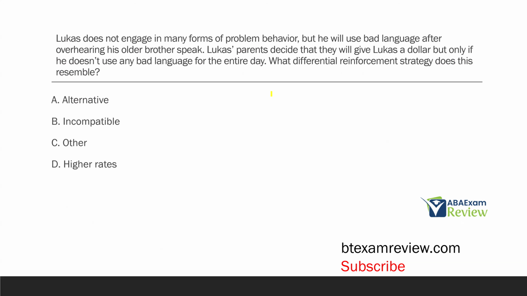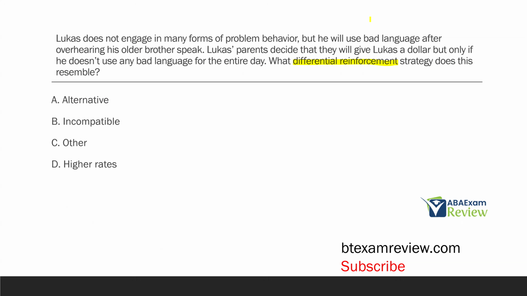Lucas does not engage in many forms of problem behavior, but he will use bad language after overhearing his older brother speak. Lucas' parents decide that they will give Lucas $1, but only if he doesn't use any bad language for the entire day. What differential reinforcement strategy does this resemble? So we have a differential reinforcement question. In differential reinforcement, we are reinforcing one thing and putting other responses on extinction. When you get a differential reinforcement question, ask yourself, am I teaching an alternative or replacement behavior? If you're teaching a replacement behavior, then you're likely using an alternative or incompatible strategy.